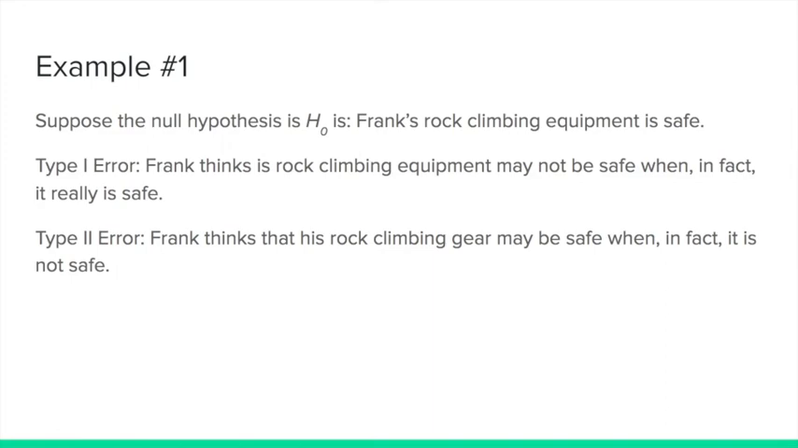With the type 2 error, the downside would be that Frank does go rock climbing and he falls to his death because his gear isn't safe. So depending on the context, sometimes a type 1 error might be the really bad one that we want to be worried about. Other times the type 2 error might be the really bad thing that we want to worry about.